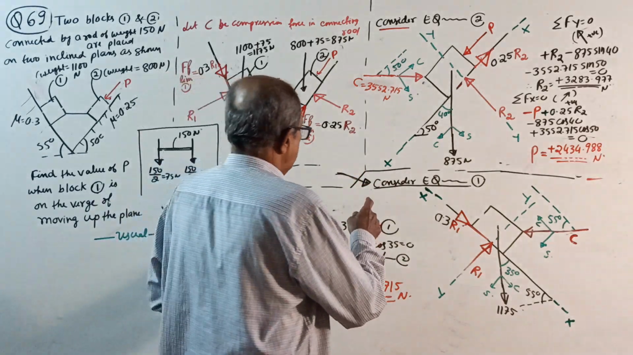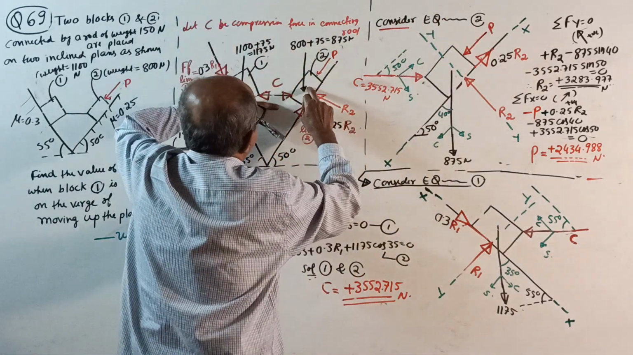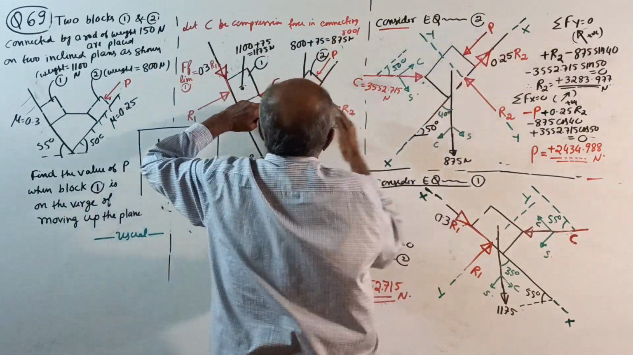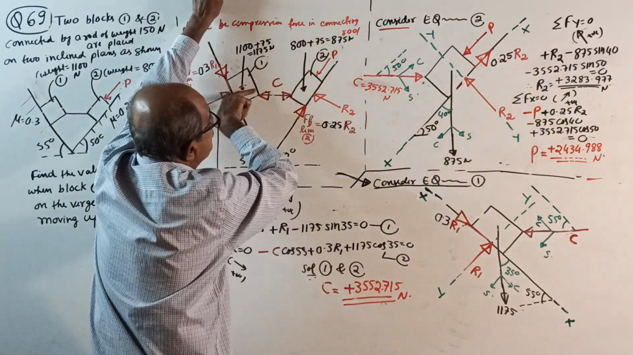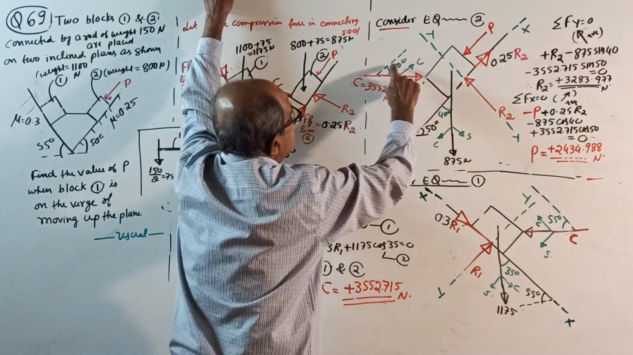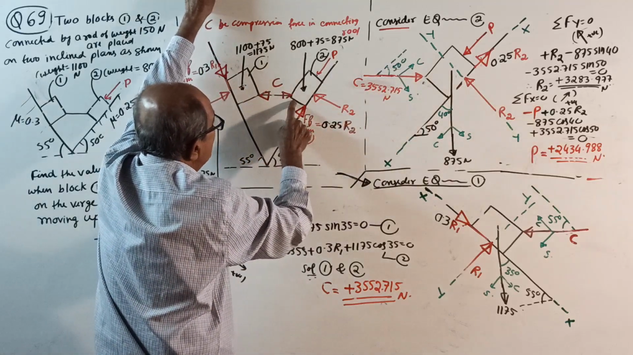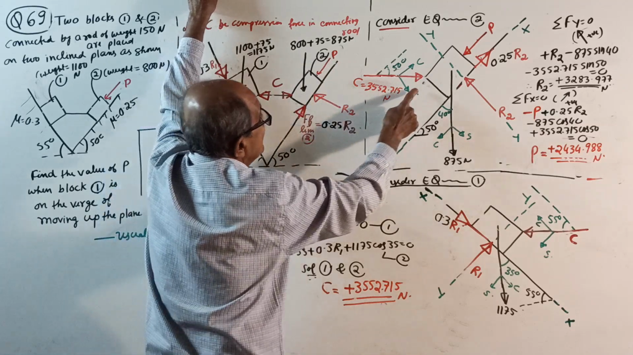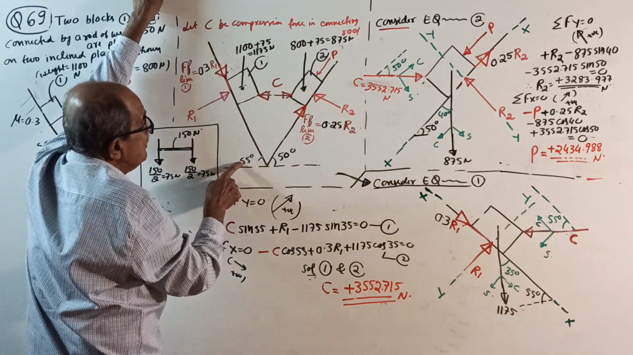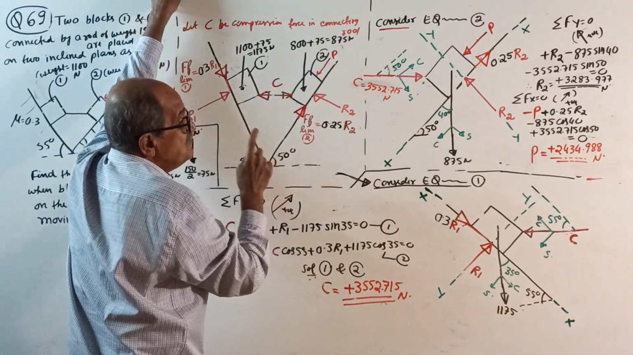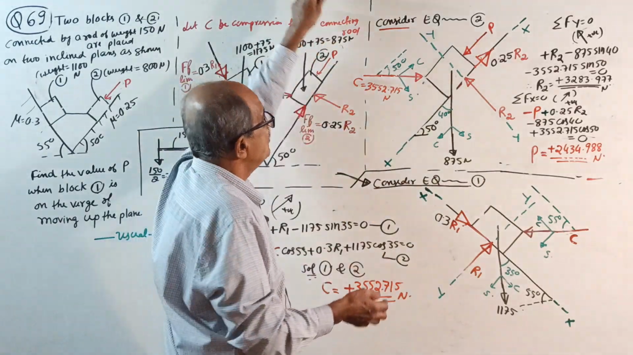Now block 1 is over, come to equilibrium of block 2. See, block 2, P, 0.25 R2, and R2, this compression force this way. It is horizontal, and makes 50 degrees here. With this axis it makes 50 degrees. Be careful: this horizontal with this axis makes 55 degrees, but with this axis it makes 50 degrees. We should be careful. That is all high school mathematics.